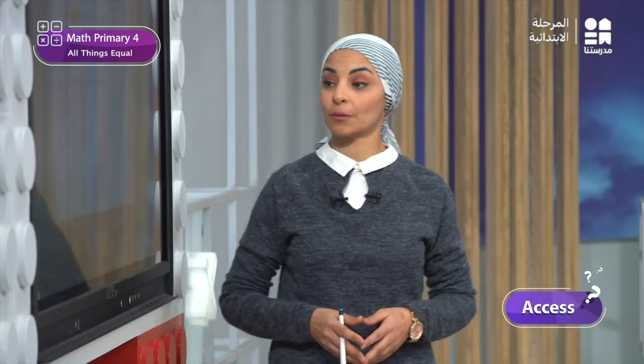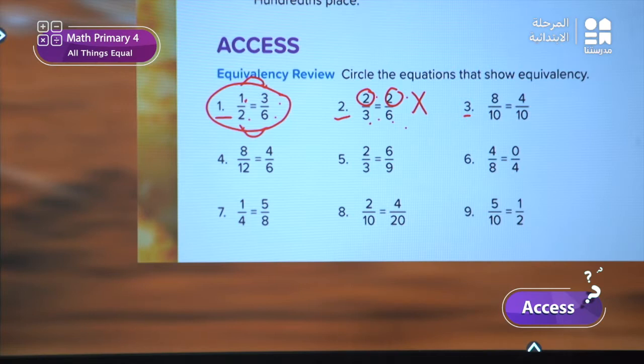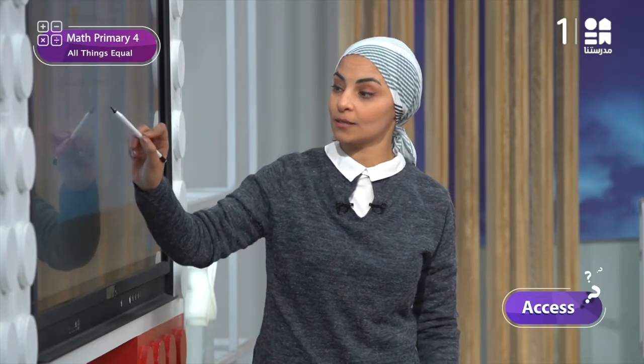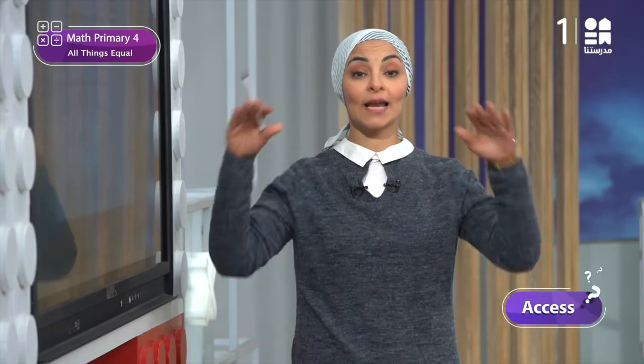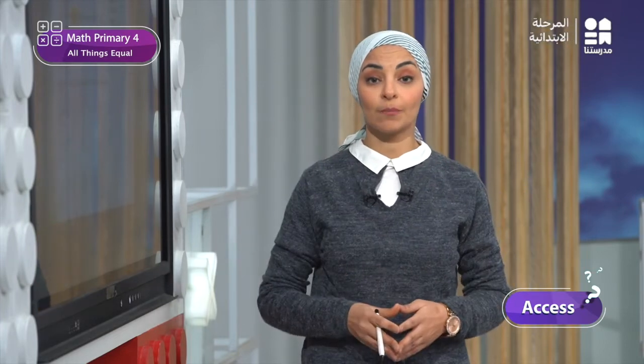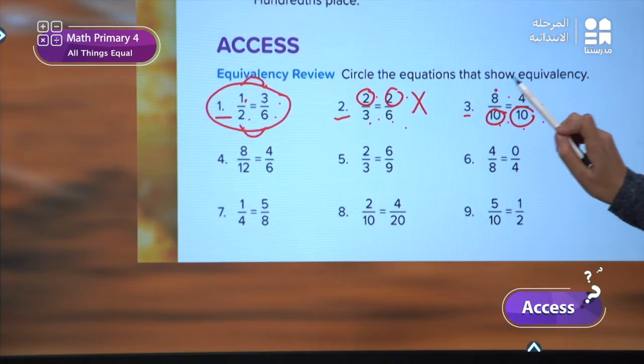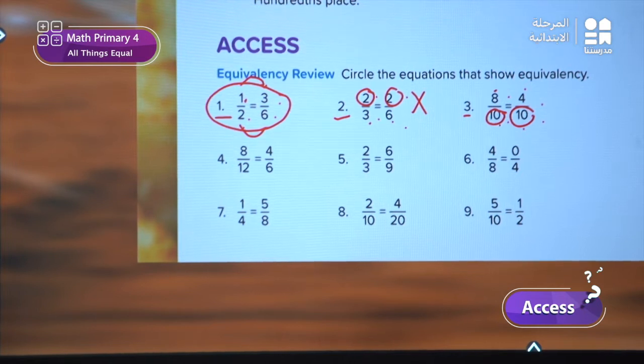Let's see problem number 3. Here I want to know, is 8 over 10 equivalent to 4 over 10? As we can see, the denominators are the same. Both denominators are 10. Since the denominators are the same, the numerators must also be the same to be equivalent. But if we look here, they have different numerators, 8 and 4. So these two fractions are not equivalent.